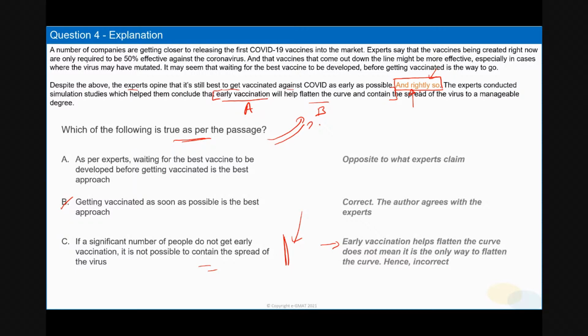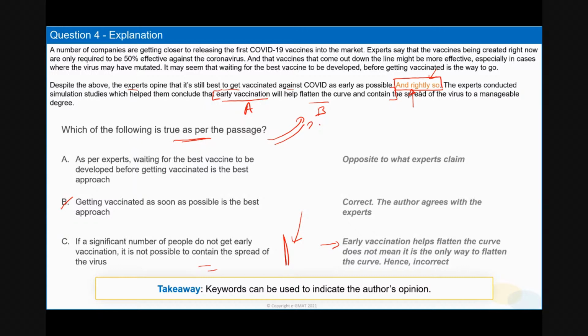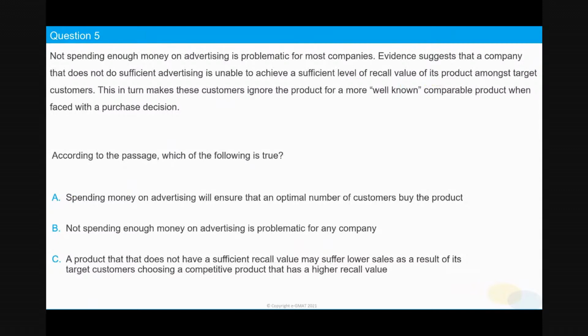So let's get into the next question. So I like what's going on as far as this is concerned. Most of you, 99% of you, got the fact that there's this keyword here which is very sneakily telling you the author's opinion, which is good. Now let's come to question 5. Now we're going into a different concept.